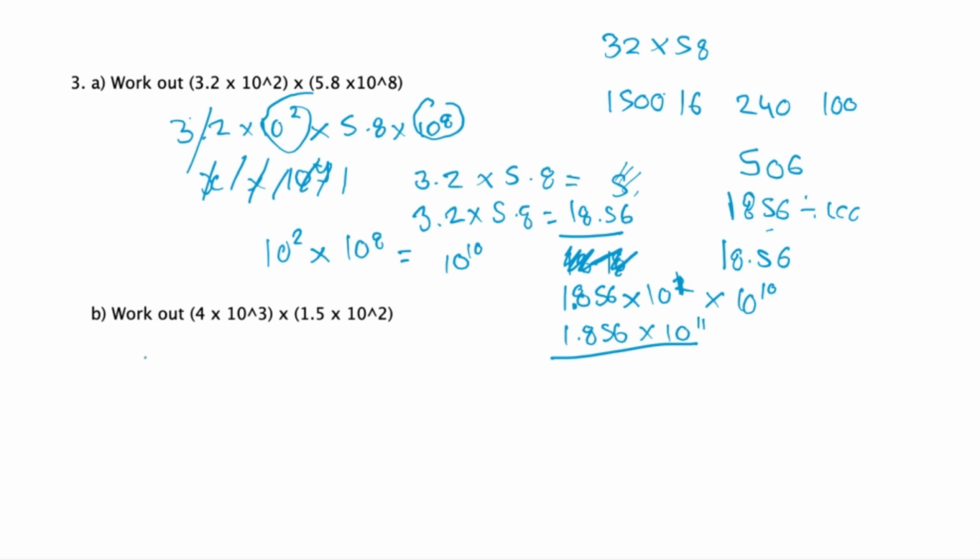Next question. 4 times 10 to the power of 3 times 1.5 times 10 to the power of 2. This one's quite easy. 4 times 1.5 is 6. 10 to the power of 3 times 10 to the power of 2: add the 3 and the 2, then it becomes 10 to the power of 5. That's your answer: 6 times 10 to the power of 5.